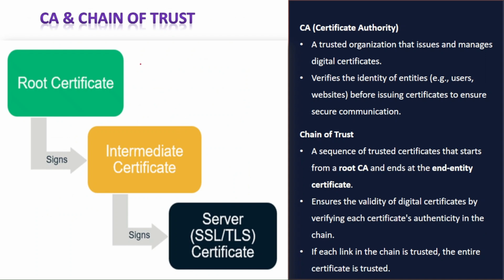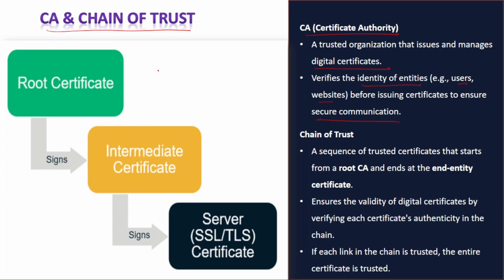So what is CA and chain of trust? So what is CA? CA is the certificate authority. It is a trusted organization that issues and manages digital certificates. So the CA basically verifies the identities of entities, for example, the user, the websites, before issuing the certificates to ensure secure communication.